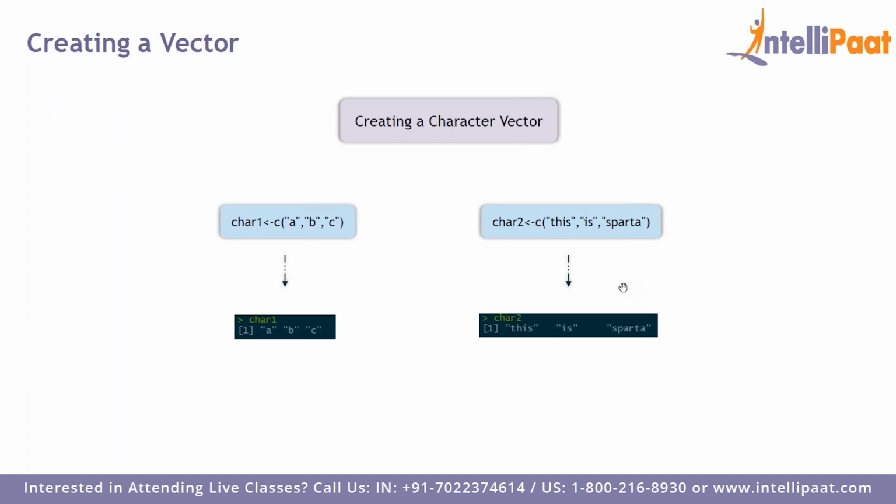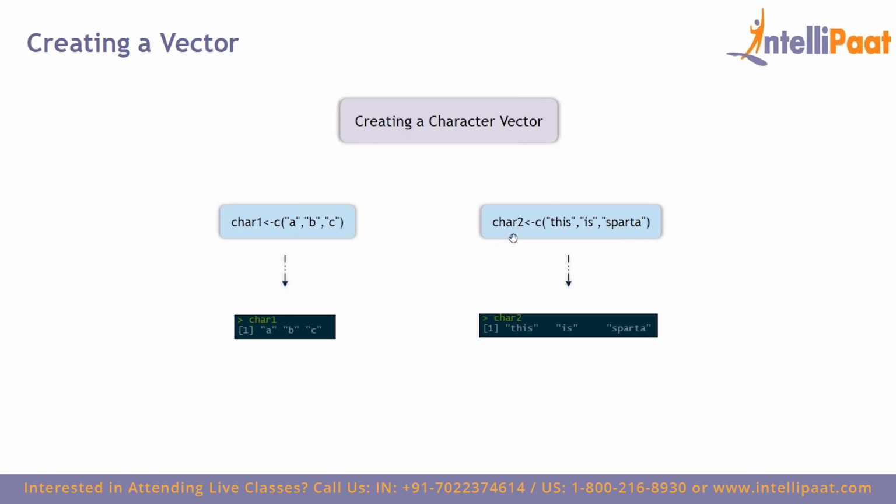If you want to go with a character vector, remember it's homogeneous. You cannot have characters and numbers in the same vector. If it's a character vector, all the elements have to be characters. The format remains the same, C of, let's say, A, B, C. As it is a character, it is important to enclose it in double quotes.